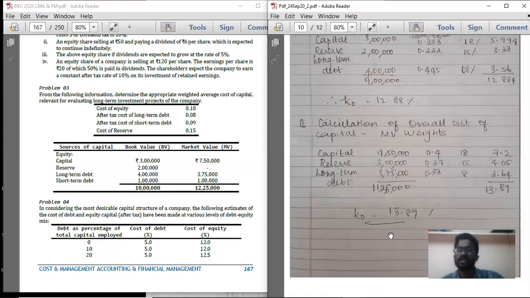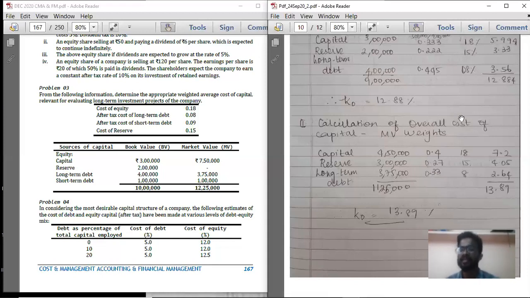How should you calculate the weights? Equity capital amount 4,50,000 divided by total amount 11,25,000. You will get the weights for all three sources, that is capital, reserve and long-term debt. So below that record 3 lakhs divided by 11,25,000. How much is it? 0.27. And below that long-term debt 3,75,000 divided by 11,25,000. In the weights column record 0.33. So these are the different weights: 0.4, 0.27 and 0.33.